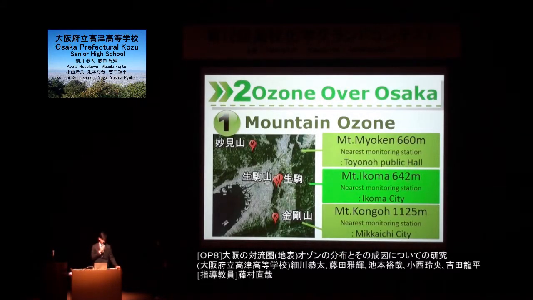We measured ozone concentration hourly by using a famous method called the neutral carrier method. At the top of these 3 mountains: Mount Myoken, the nearest station is Toyono Public Hall. Mount Ikoma, the nearest station is Ikoma City. And Mount Kongo, the nearby station is Mikachi City.